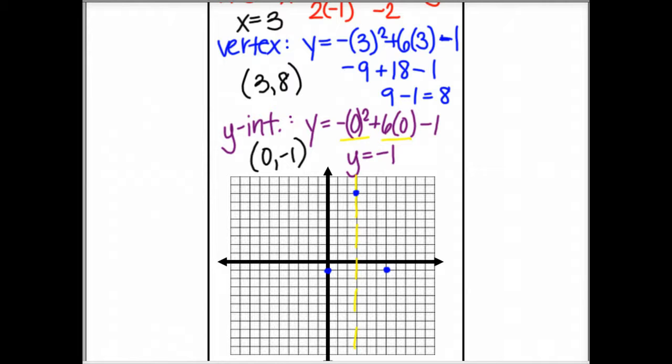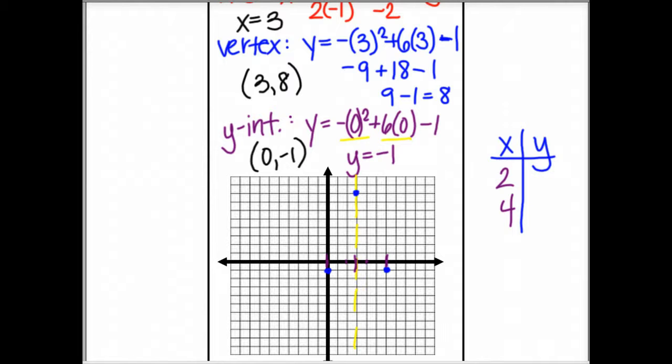And then I need to make my t-table. In my case here, I see that I want to be between here and here and here and here. I'm going to choose 1 away from the vertex, so I'm going to choose here and here, which is 2 and 4. 1 away from the vertex, or the axis of symmetry. That makes it a lot easier to work with.